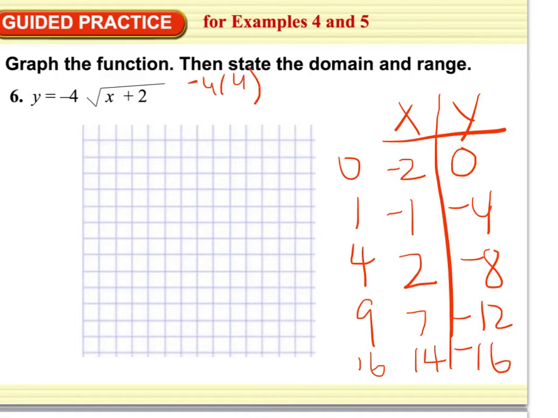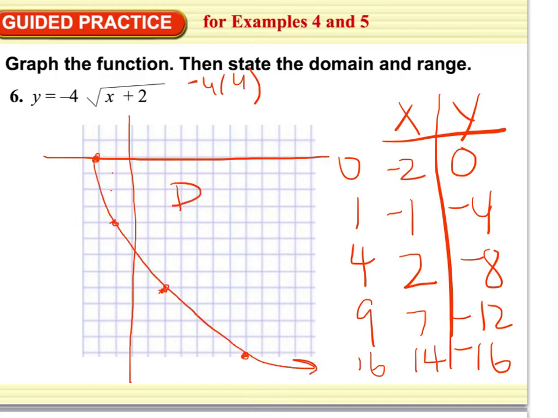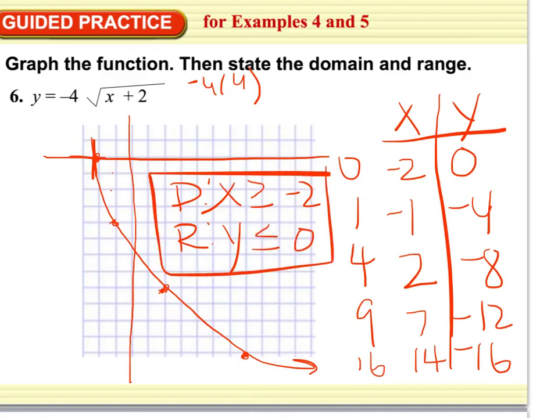Now we graph this thing. All the y's are negative, so I'm going to scooch this thing over about there. So negative 2, 0. And then negative 1, negative 4, 2, negative 8, 2, 3, 4, 5, 6, 7, and negative 12. So this thing looks like this. Domain for this one, the x's start at negative 2, and they go to the right. The range for this one, the y's start at 0, and then it goes down. So it looks like that.